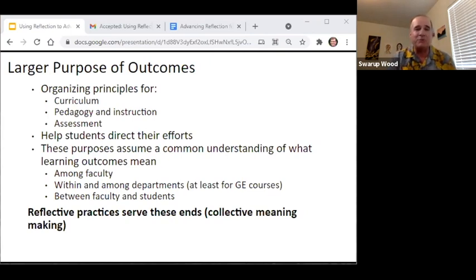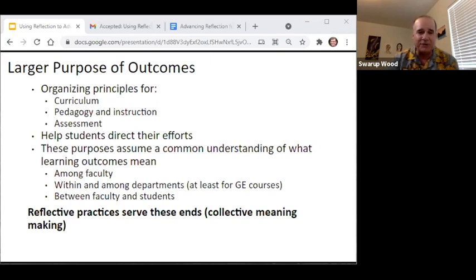But so when we think of the larger purpose of outcomes, organizing principles for curriculum, for degree programs, and at the institutional level for institutions, and organizing principles for pedagogy and instruction, really aligning the kinds of performance we want from students with instruction that will allow for that performance. And then, of course, for assessment, one of the larger purposes for outcomes that's talked about repeatedly in the literature is it helps students direct their efforts.